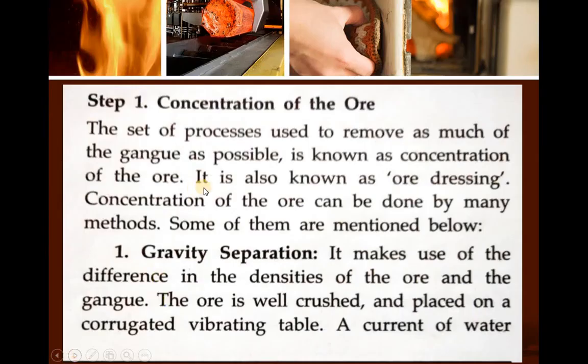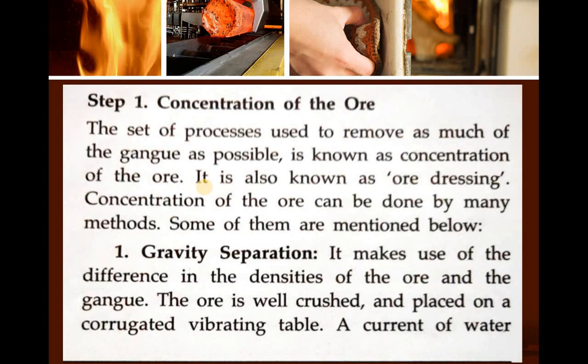So step 1 is concentration of ore. We have discussed the first one, that is the ore is crushed. After crushing we are getting a fine powder. Then we go for the concentration. Now concentration of ore is a set of processes used to remove as much gangue as possible and is known as the concentration of ore. It is also called ore dressing, and the purified ore is called concentrated ore.